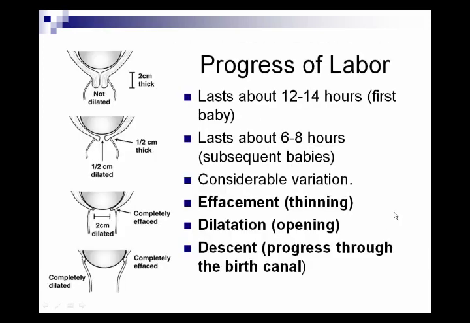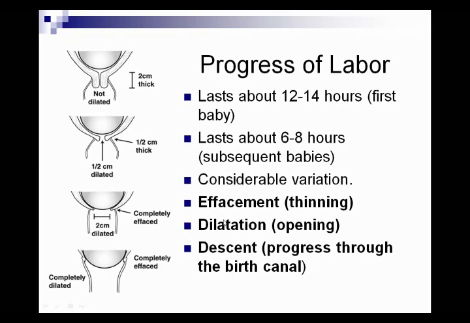Progress of labor, usually average will be 12 to 14 hours for a first baby. If it's a subsequent baby, maybe 6 to 8. It can vary. Precipitous labor is the term that we use for a baby that comes too fast. That means within a couple hours. And we'll go over that when we do nursing care.